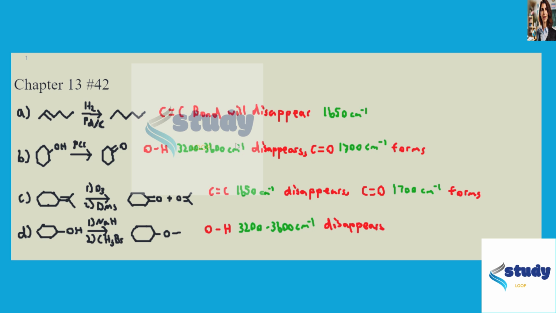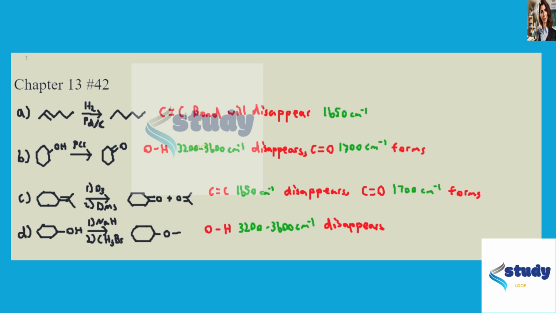This is the answer to Chapter 13, problem number 42 from the Smith Organic Chemistry textbook. This problem is asking us to look at 4 reactions and essentially to talk about how we could monitor these reactions by IR. And this is one of the industrial uses of IR to measure when a reaction is complete.